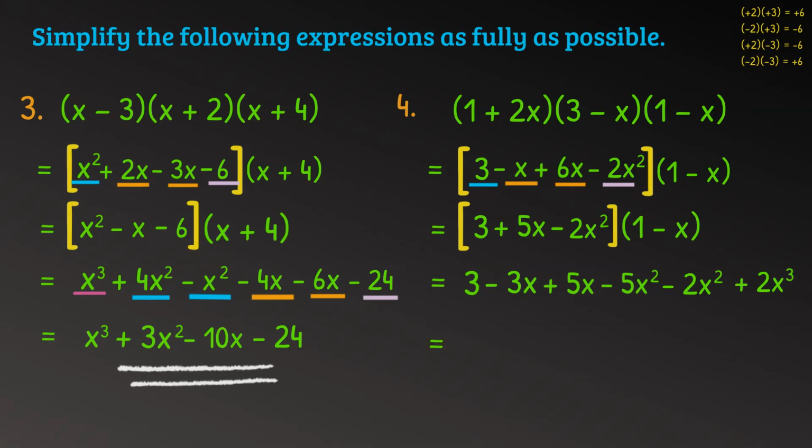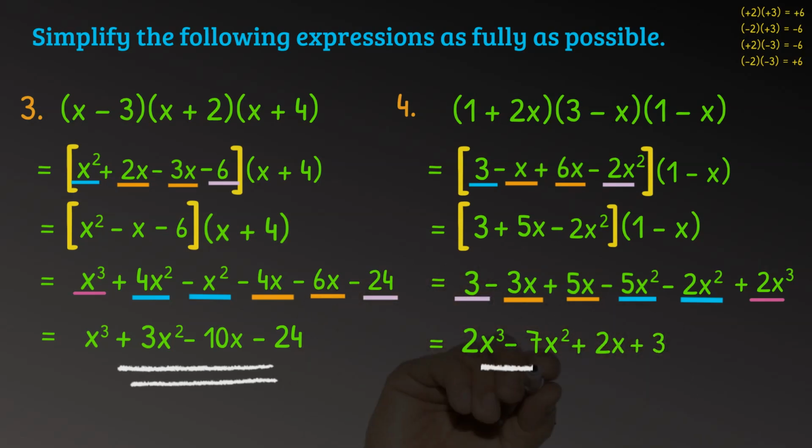Now we can combine similar terms together, but I am going to write the answer starting with the highest power of x and then going in decreasing powers of x. So we only have one term with x cubed, which is 2x cubed. We have two terms that contain x squared, so we have minus 7x squared. We have two terms that contain x, so we have plus 2x, and there's only one term that is a constant, so we have plus 3.